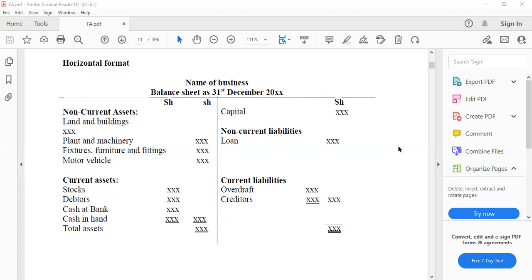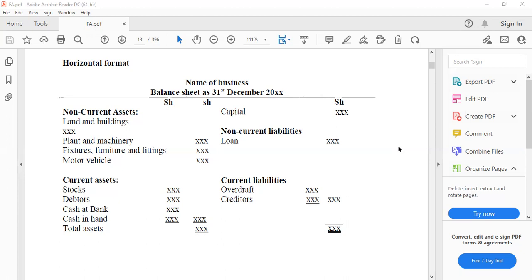Now, assets are divided into two categories. We have non-current assets and we have current assets. Non-current assets are those assets that can be used for more than 1 year, while current assets are those assets that last within 1 year. Similarly, non-current liabilities are those liabilities that go beyond a year, while current liabilities are those liabilities that run within a 1 year period.